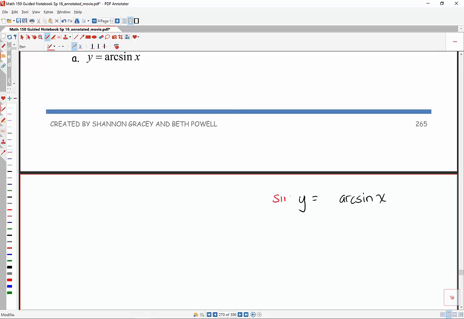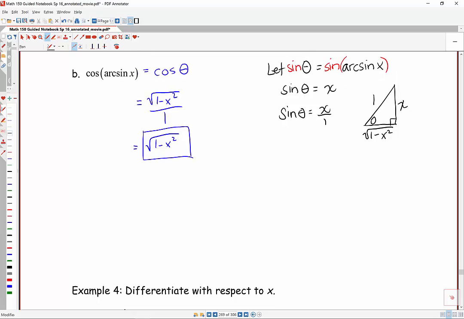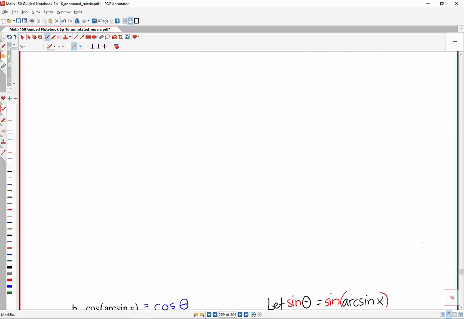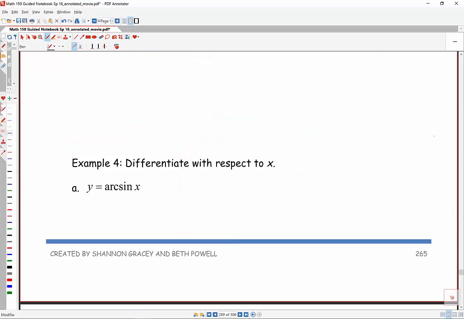And if we evaluate the sine function of both sides, we will get sine at y is equal to x over 1, right? And making our triangle, the angle this time is y, right? So before, I don't know if I wrote those in, this angle was theta, and I did it on the first one. Okay, good.